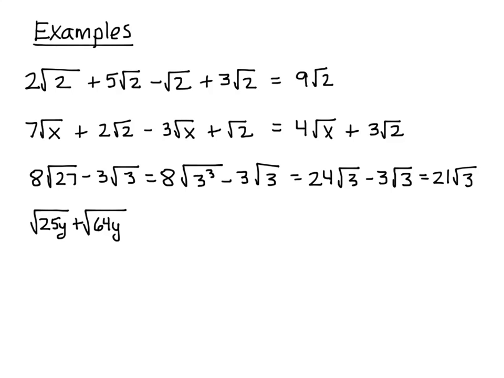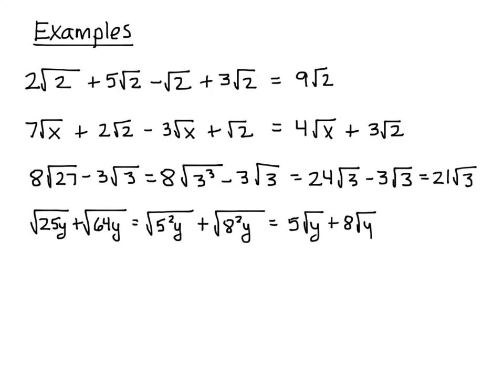All right, so we'll throw in some things here. The square root of 25y plus the square root of 64y works out to, 25 is a perfect square, so is 64. So we get 5 root y plus 8 root y equals 13 root y.